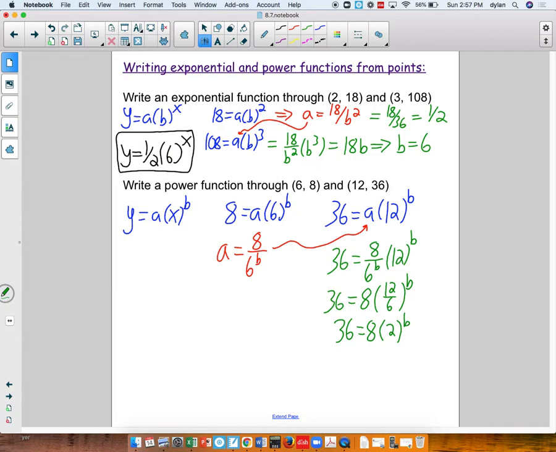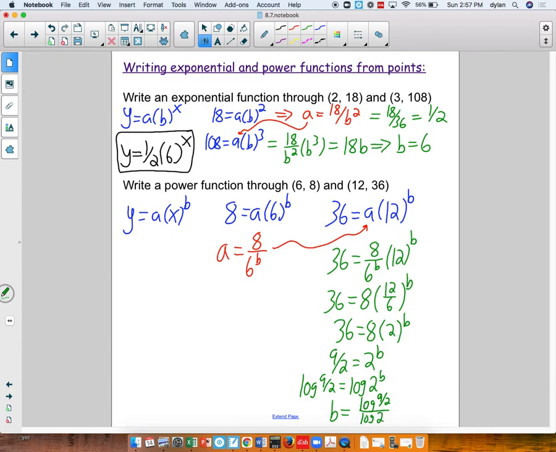So now we can just solve this. If we divide both sides by 8, we end up with 9 halves equals 2 to the b. And we can solve this using the log rules we just learned. So we have log 9 halves equals log 2 to the b, which is the same thing as b. We can move the b to the front and divide by log 2. So b equals log 9 halves over log 2.